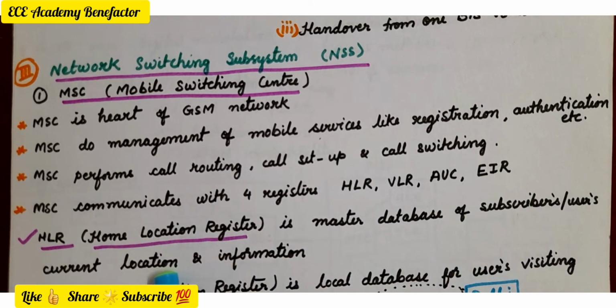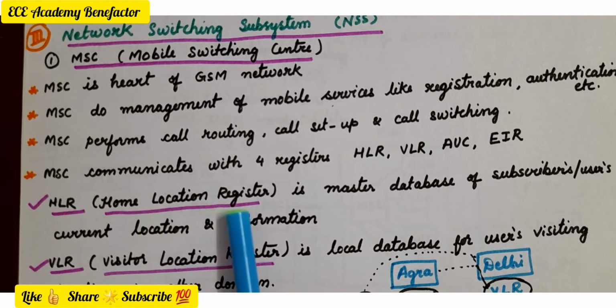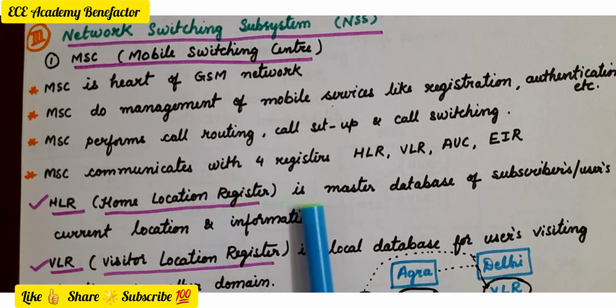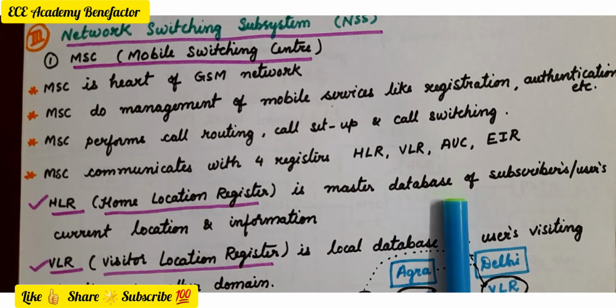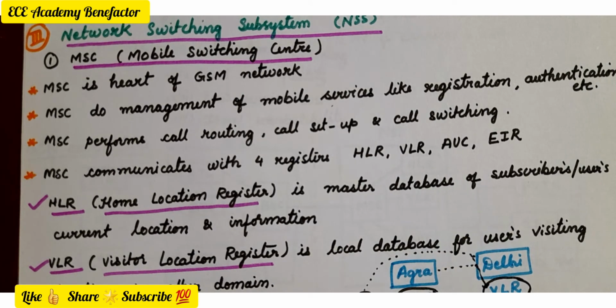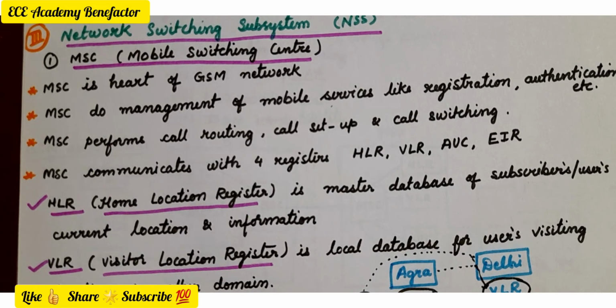What is HLR? HLR is Home Location Register, a master database of the user. Current location and information is stored. So HLR is a master database which is holding the current location and information of the subscriber or the user.